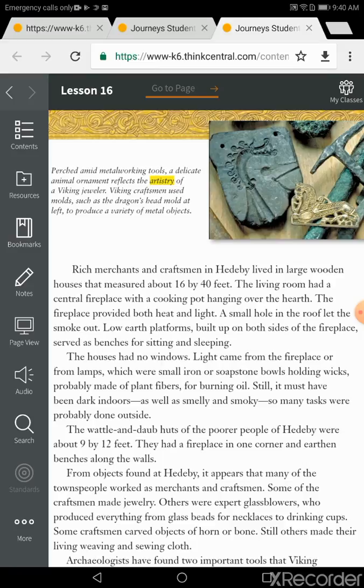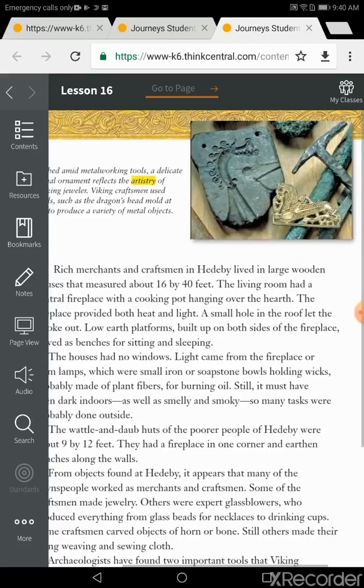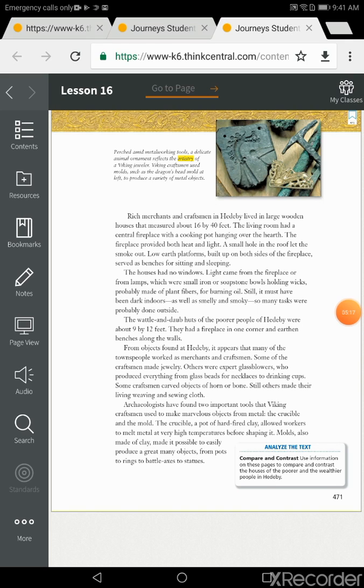Such as the dragon's head mold at left, to produce a variety of metal objects. So I guess they were some neat craftsmen. They were professionals, and that also tells us they handled materials very well. That is my own opinion. So look at the picture carefully, and give me your opinion. All right, let's go to the next page.